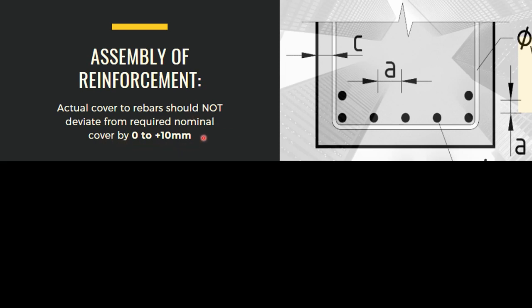What does it mean? The actual cover can be greater than the nominal cover, but in no case shall it be less than the nominal cover. That's why it can deviate by 0 to plus 10 mm, not plus or minus 10 mm. So assembly of reinforcement is nothing but specifying the cover for the concrete and steel.